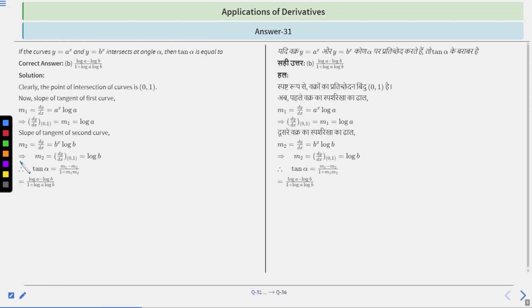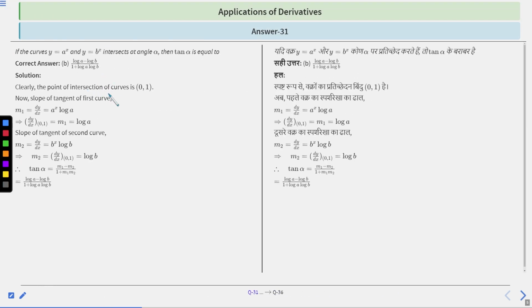Okay, let's move to the solution part. Clearly, the point of intersection of the curves is (0, 1), as we can see easily, because (0, 1) satisfies both the curves. Now, the slope of the tangent of the first curve is m1, which is equal to dy by dx, which is a to the power x log a. So dy by dx at (0, 1) is m1, which is equal to log a. Now, the slope of the tangent of the second curve, m2, is dy by dx, which is equal to b to the power x log b. Therefore, m2 is dy by dx at (0, 1), which is equal to log b.